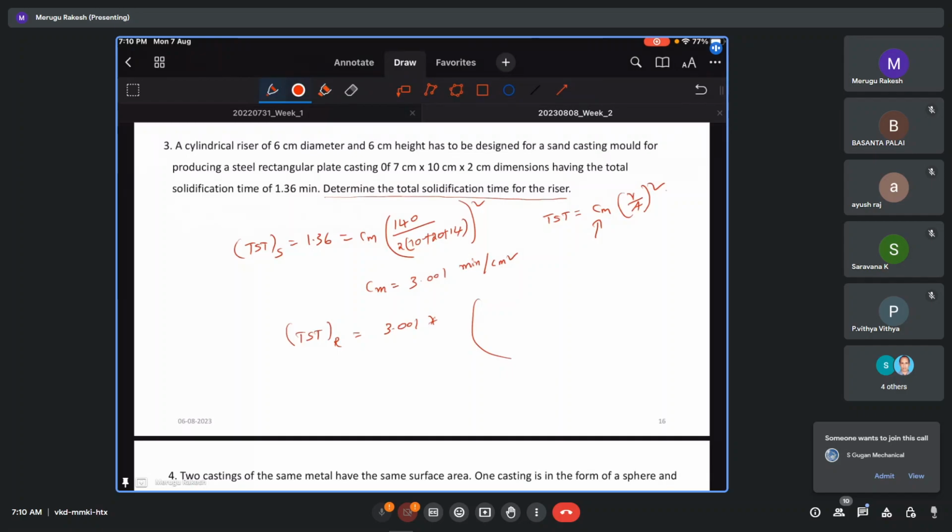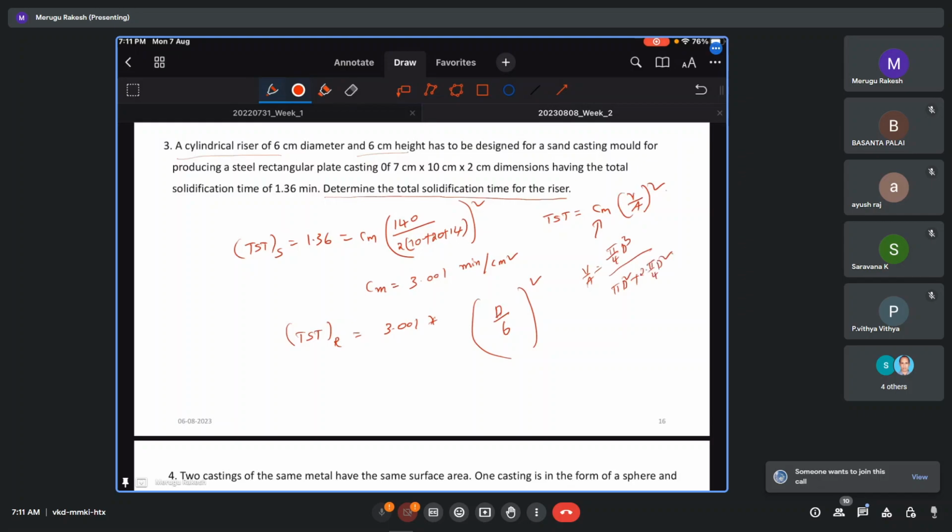volume by area. We are given a cylindrical riser of 6 centimeter diameter and height, so D equal to H. I think it should be D by 6 whole square. Just verify that it should be divided by H. So volume by area: volume is pi by 4 d square H, which is equal to D. So it is pi by 4 d cube divided by pi d H plus 2 times pi by 4 d square. I think if you solve this, you're going to end up with d by 6. It is pretty straightforward.